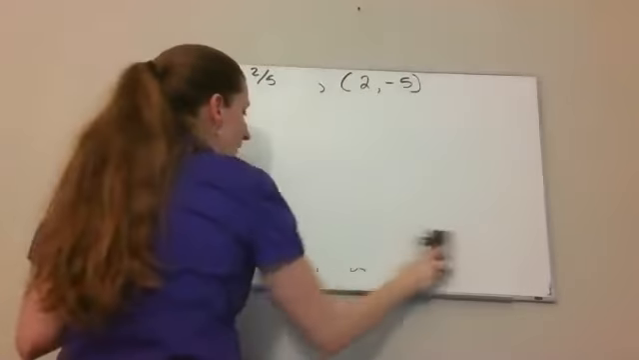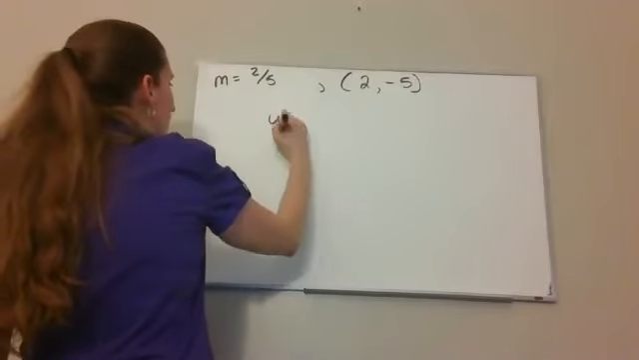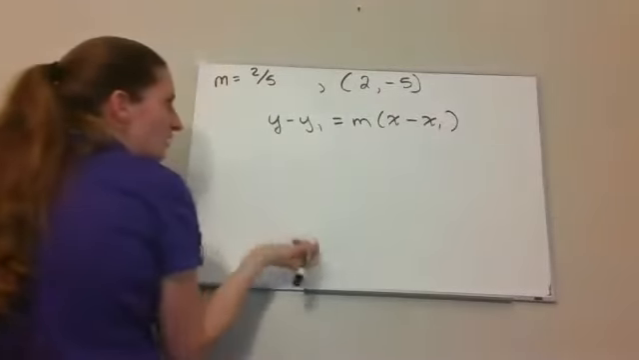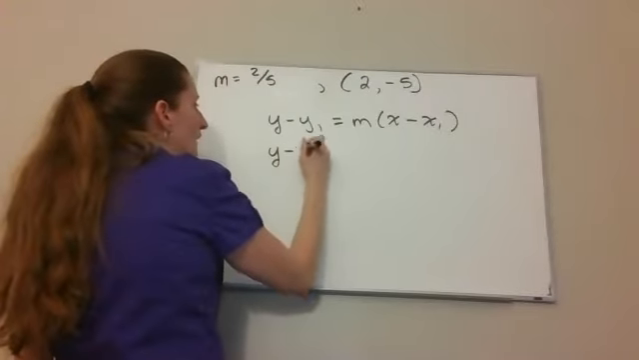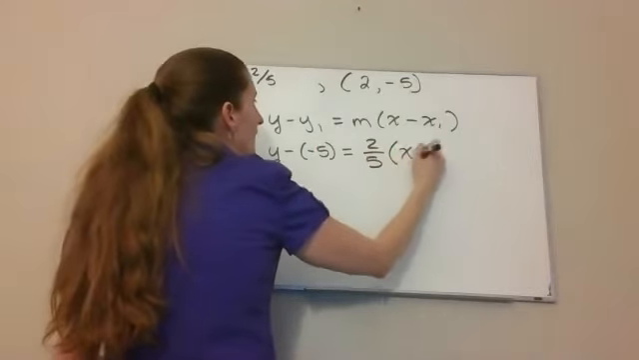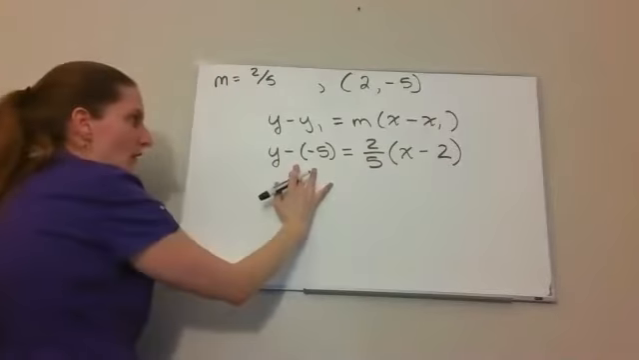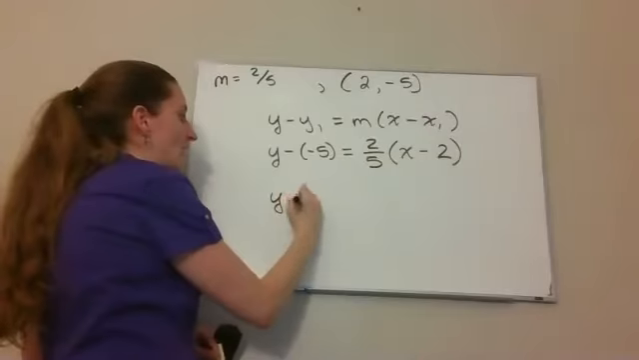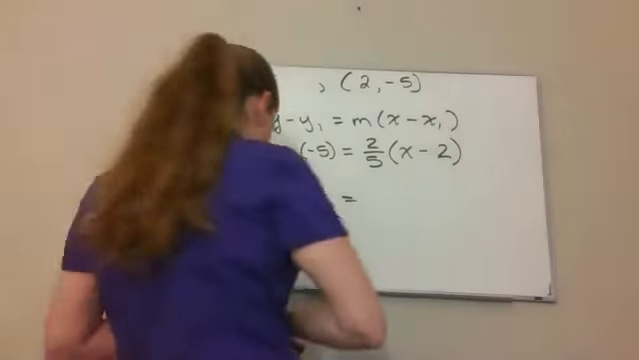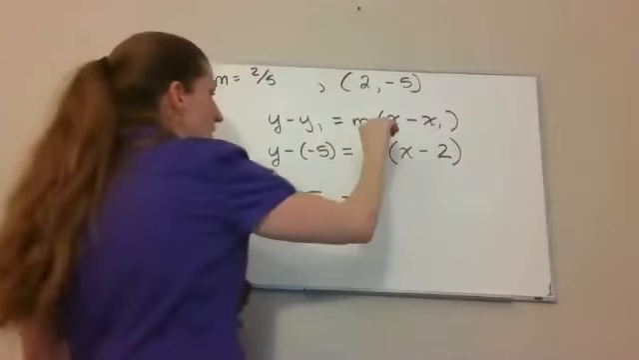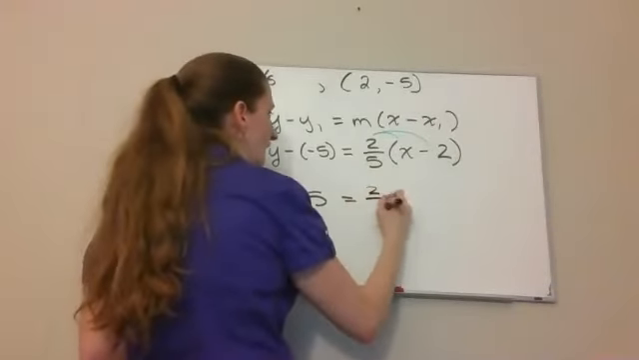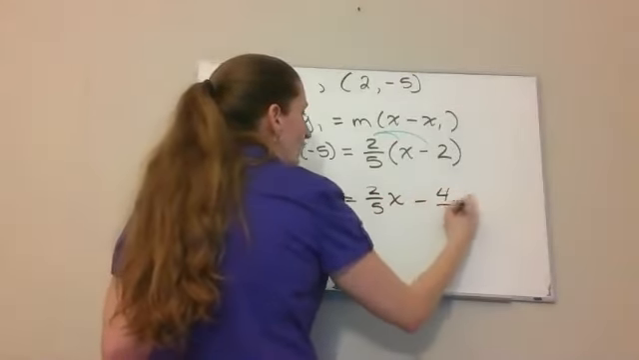All right. So using point slope form, which again is y minus y1 equals m times (x minus x1), we just plug everything in. y minus -5 equals my slope times (x minus 2). And this, of course, is y plus 5 on that left side. We do need to distribute our 2/5, which gives me 2/5 x minus 4/5.